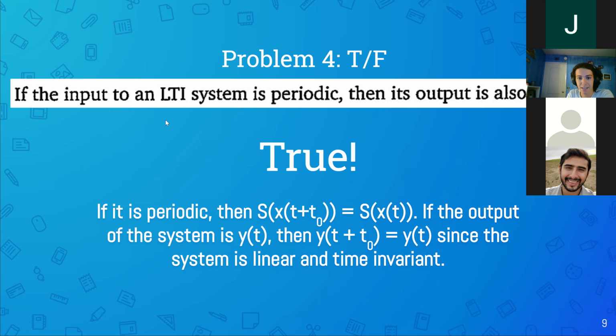You can also see it as if S of x of t plus t naught is S of x of t, then it must be true that y of t plus t naught must be y of t, which is an easier way to think about it. I'll do my best to throw a little more of this intuition in there. Don't worry if you don't pick up on it. It usually doesn't get tested too much until later in the course, but I think it's good to be exposed to it a little earlier.